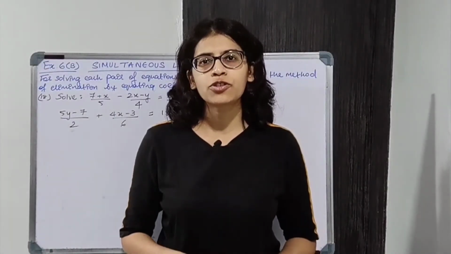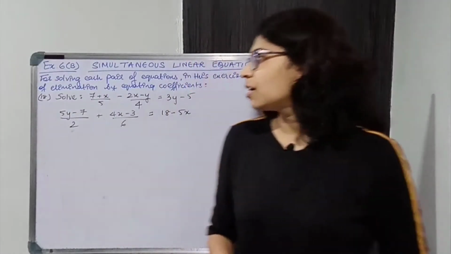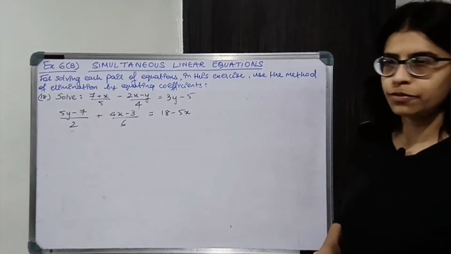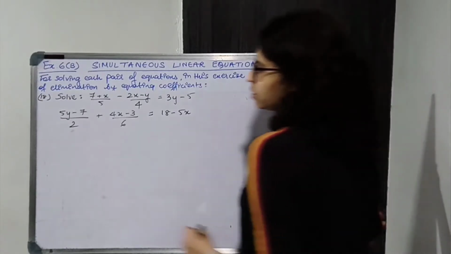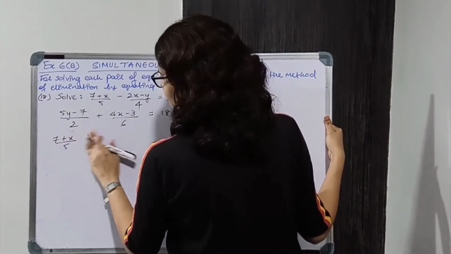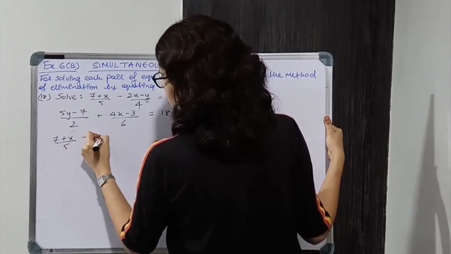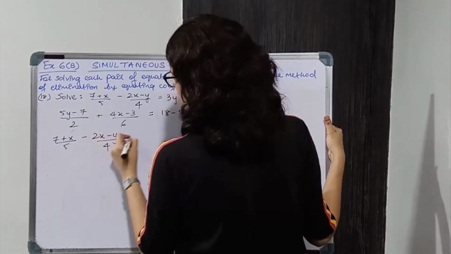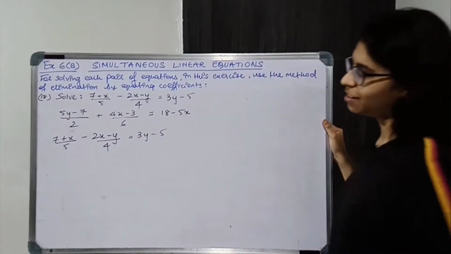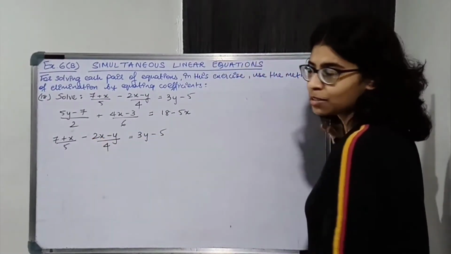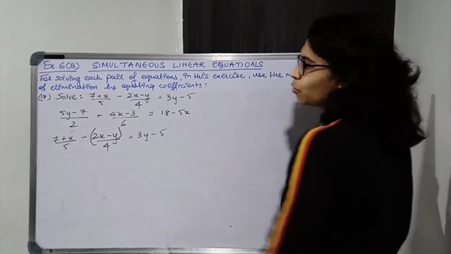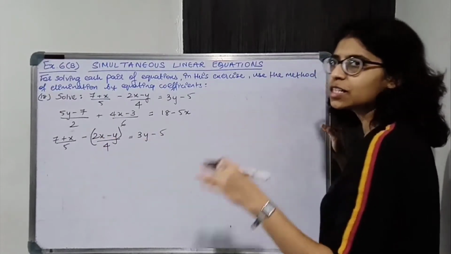Let's solve the next question, question number 18. Now there is again a pair of equations given and we have to solve. First one is 7 plus x by 5 minus 2x minus y by 4 is equal to 3y minus 5. First thing, minus sign है यहाँ पे, so put brackets. Okay, so if you will forget the brackets, signs will go wrong.